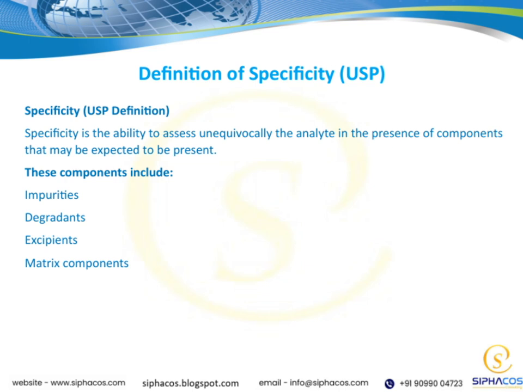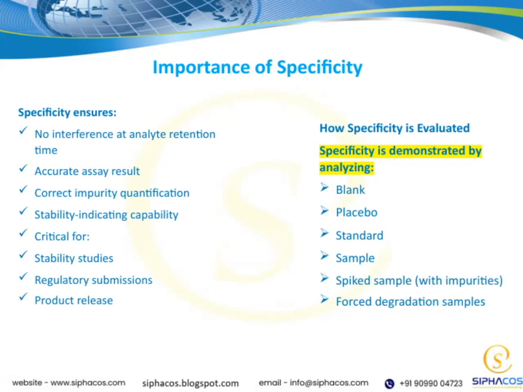This is a critical element in method validation because it ensures that our results are both accurate and meaningful, especially in complex samples. So, in summary, specificity is about confidently isolating and measuring our analyte despite the presence of these other components, ensuring the integrity of our analytical results. Let's talk about how we evaluate specificity, which is a crucial part of method validation. Specificity is demonstrated by analyzing several types of samples, including blank samples, placebo, standard solutions, and actual samples.